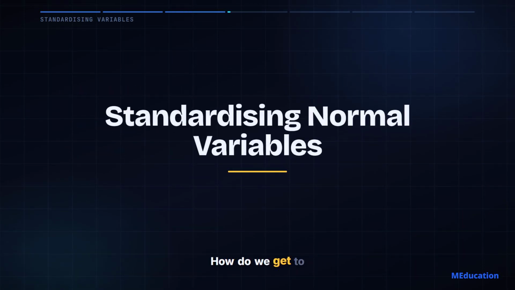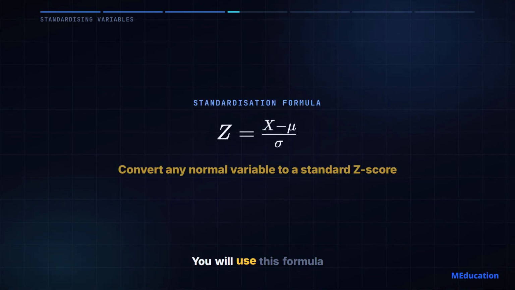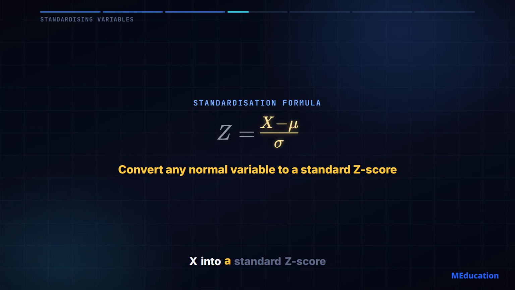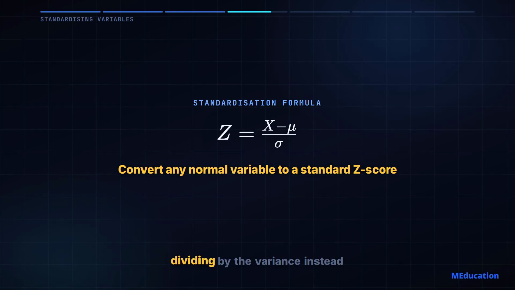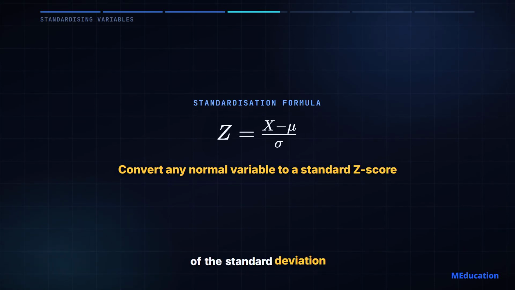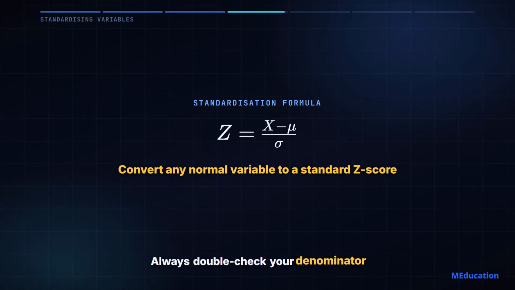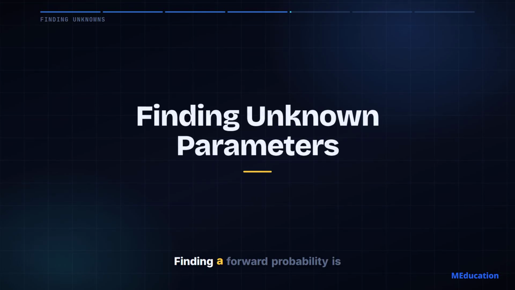How do we get to that baseline? We standardize. You will use this formula to convert any raw score, X, into a standard Z-score. You simply subtract the population mean, mu, and divide by the standard deviation, sigma. A huge trap here is dividing by the variance instead of the standard deviation. Always double-check your denominator.